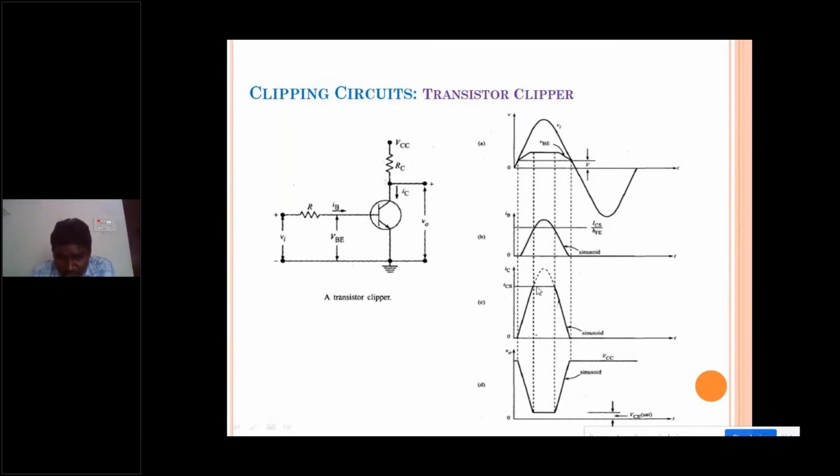VCC minus a high voltage, so this voltage goes on decreasing from VCC. IC increases, so this value goes on decreasing. In terms of voltage, this is called the clipped portion. As per your requirements, whichever voltage or current you are interested in, you can use it. So you can find the clipped portion in the current and the voltage as well. In this manner, the transistor works as a clipper.